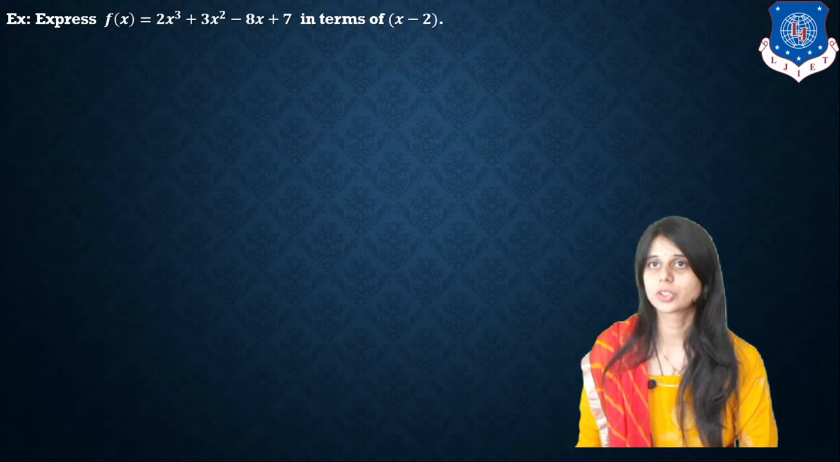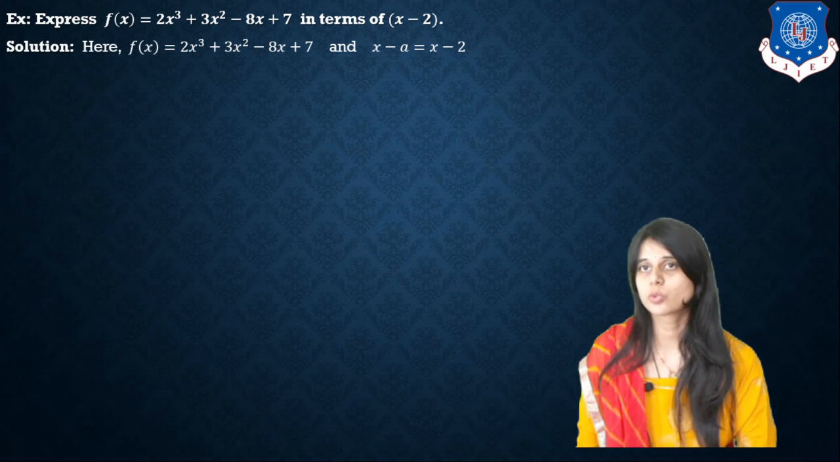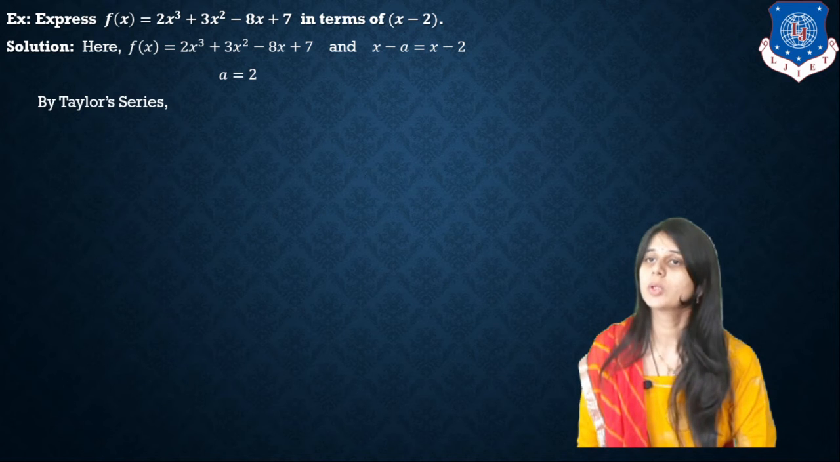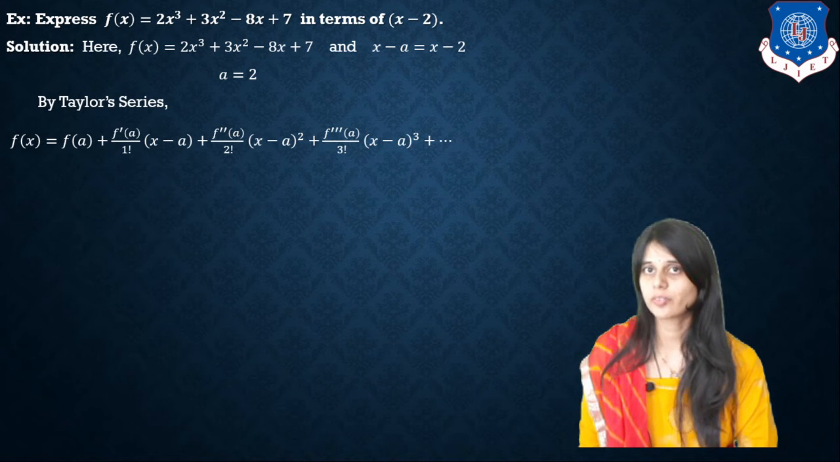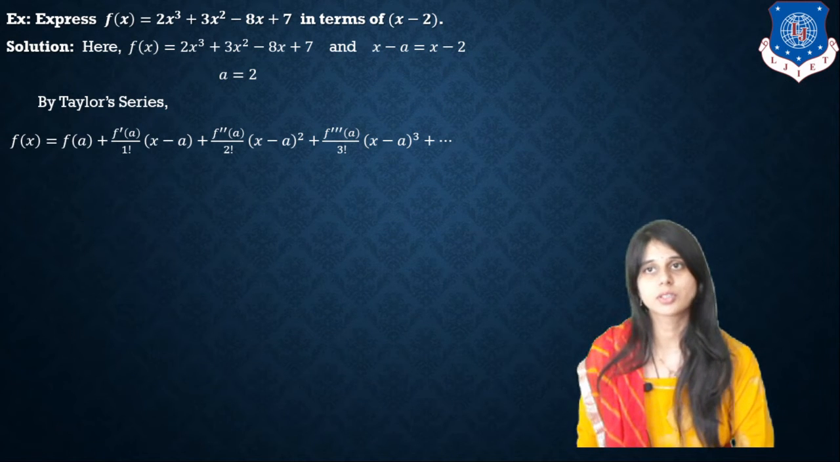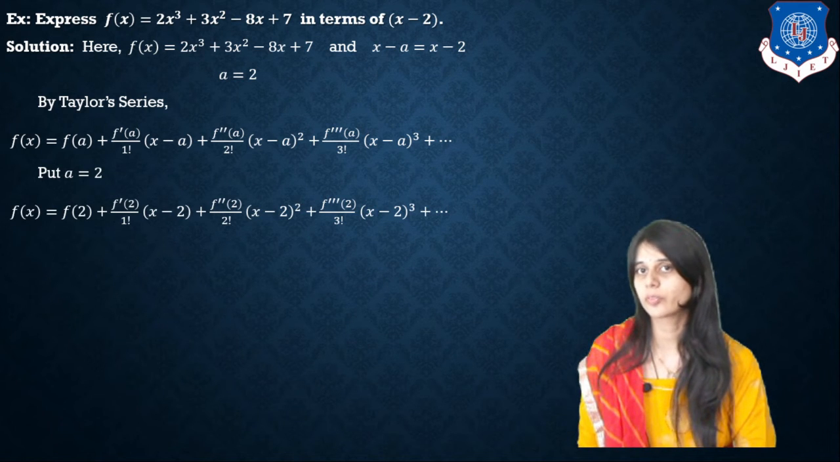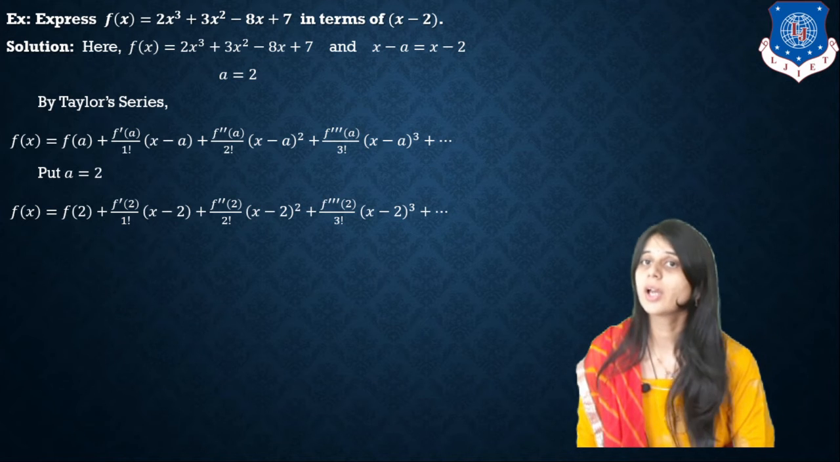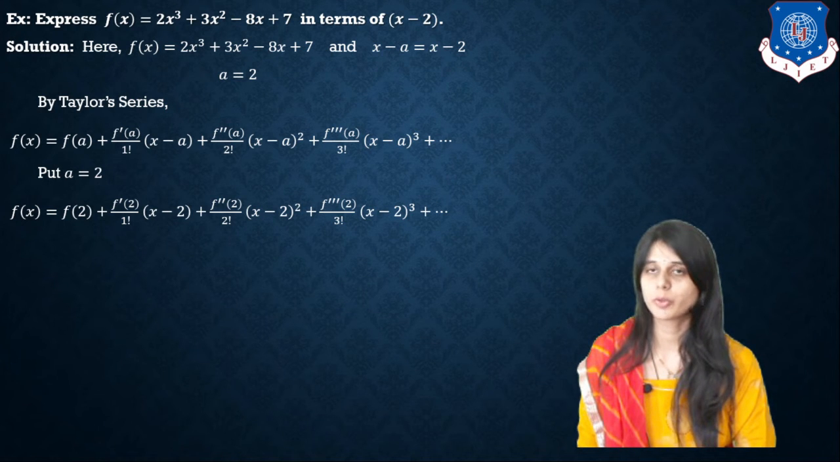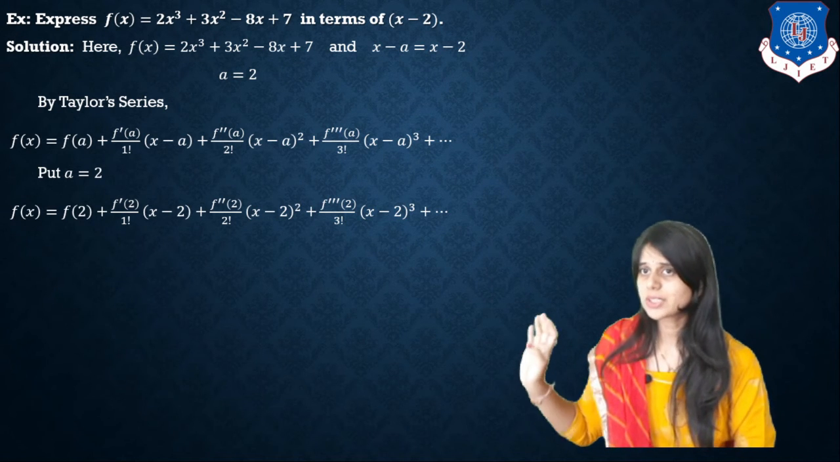Now express this function in terms of x minus 2. So f of x, and x minus a equal to x minus 2. What is a? a equal to 2. By the Taylor series, f of a, f dash a upon 1, x minus a, f double dash a upon 2, x minus a whole square, f triple dash a upon 3 factorial, x minus a whole cube. Now putting a equal to 2, we get f of 2, f dash 2 times x minus 2 upon 1 factorial, f double dash 2 upon 2 factorial, x minus 2 whole square, plus f triple dash 2 times x minus 2 whole cube upon 3 factorial. We are only replacing a equal to 2.